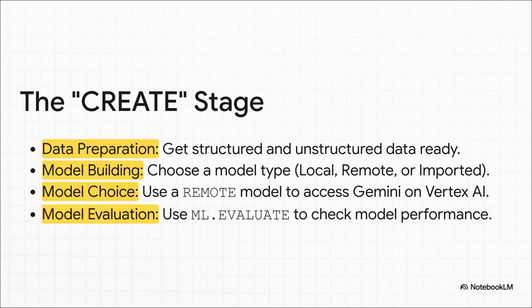First, you get your data ready. Then, and this is key, you have to choose what kind of model you're building. For our Coffee on Wheels example, we're going to choose a remote model. Why? Well, because that's our special connection, our pipeline to those powerful Gemini models sitting over in Vertex AI. And naturally, you'll want to use ML.evaluate to make sure it's actually working well.